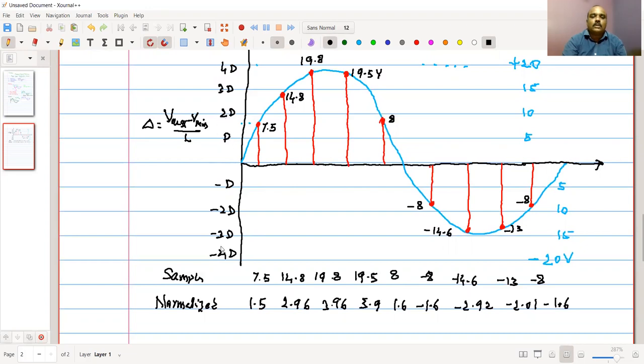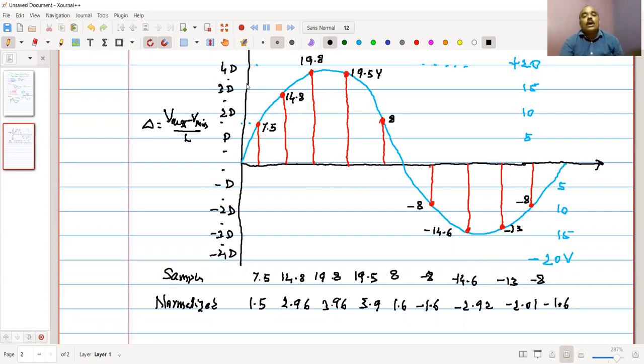1, 2, 3, 4, 5. So this is one level, second level, 3, 4, 5, 6, 7, 8. So we are taking 8 levels in this case. So V max minus V minimum divided by the 8. So that is the step size.